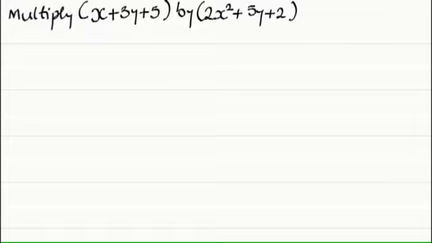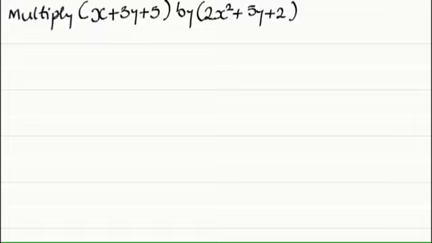Today we're given a question from JAMB 1978, and this question is an algebraic expression where we are asked to multiply (x + 3y + 5) by (2x² + 5y + 2). Now, this algebraic process is also known as expansion, which also means removal of brackets or barriers.